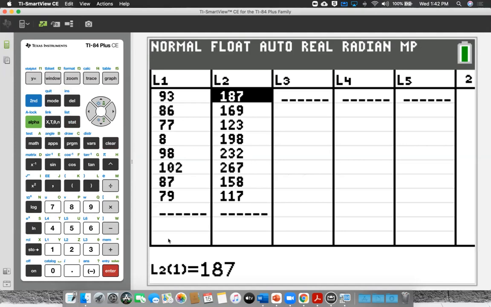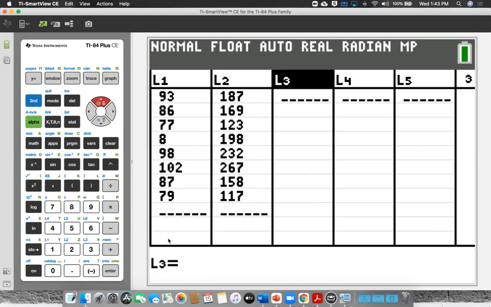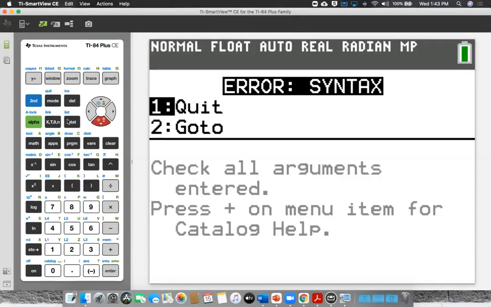So I'm going to go over to a new list. I'm going to hit enter so that it's blinking down there. That means it's ready for a command. Now we said residuals are actual y's minus predicted y's. So my actual y's happen to be in L2. So I'm going to go second L2, which is L2, minus parentheses. Oh, that's going to do something. All right, let me go.